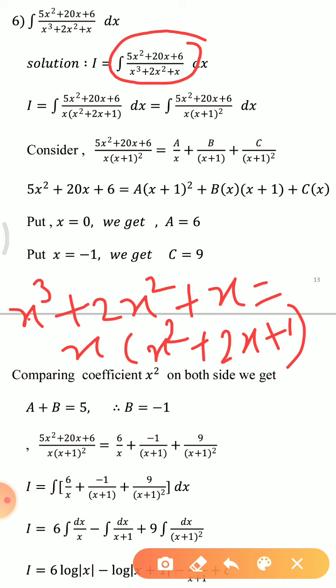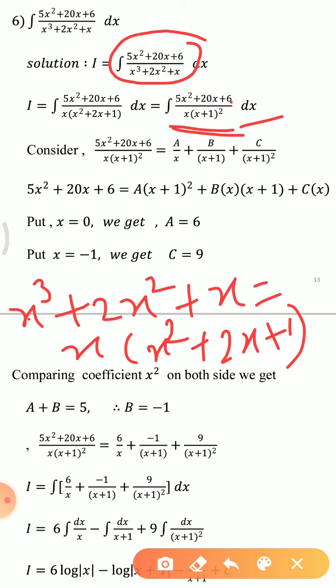That means the integral becomes 5x square plus 20x plus 6, the numerator term as it is, upon, in the denominator, x square plus 2x plus 1, and this is in the form of (x plus 1) the whole square. That means x into (x plus 1) the whole square. That is the integration here: (5x square plus 20x plus 6) upon x into (x plus 1) the whole square dx here.